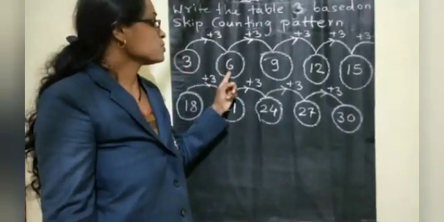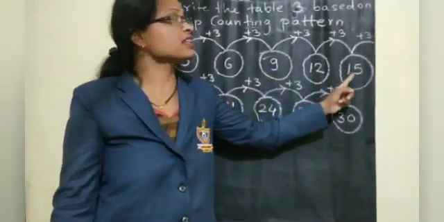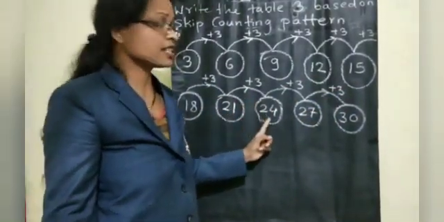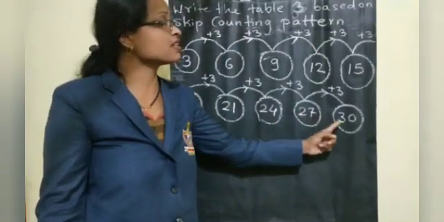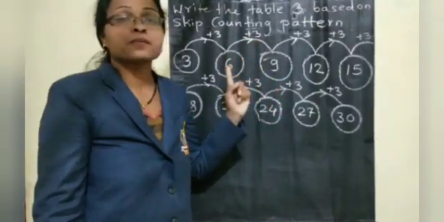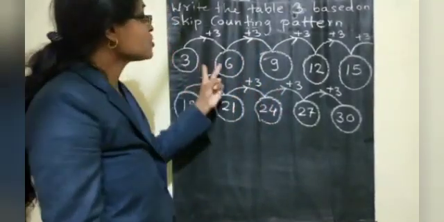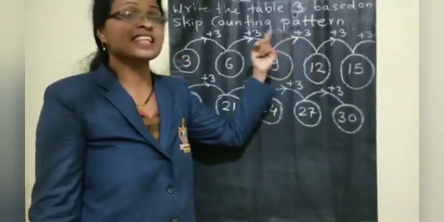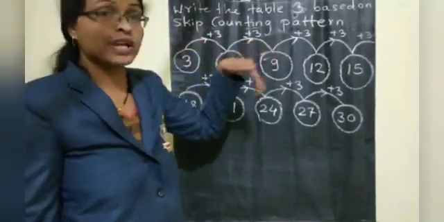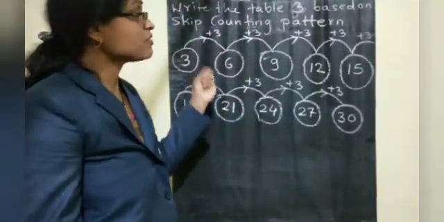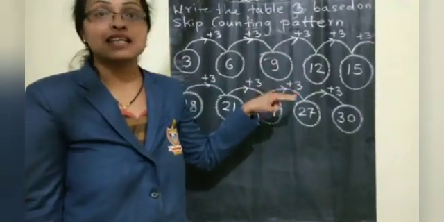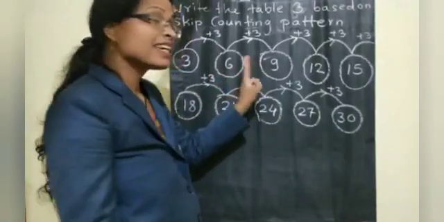3 1s are 3, 3 2s are 6, 3 3s are 9, 3 4s are 12, 3 5s are 15, 3 6s are 18, 3 7s are 21, 3 8s are 24, 3 9s are 27, 3 10s are 30. Here is the skip counting pattern with the number 3. Here the difference between each number is 3. That's why it is skipped by 3 numbers. You add 3 to get the next number, but the difference between each number is 3. That is called skipping by 3 between each number.